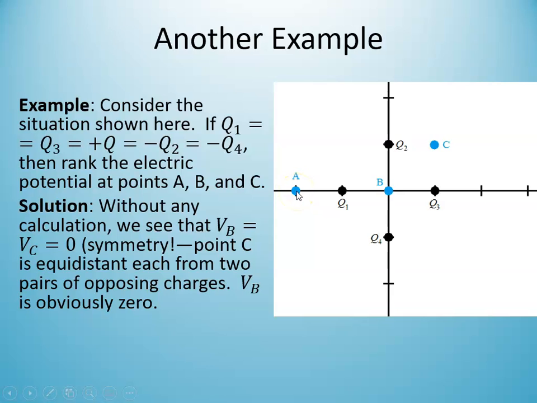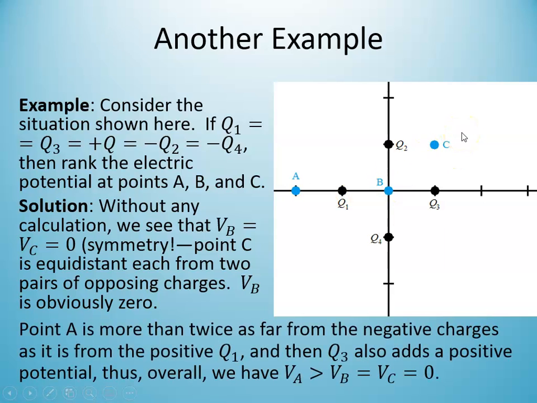So even though there are two of these charges, the fact that it's more than twice as far away from each of them, remember electric potential goes as 1 over distance to the first power, means that the electric potential contribution due to charge 1, that positive contribution, more than cancels out the negative contributions from charges 2 and 4. Plus we also get a small positive contribution from charge 3. So the electric potential at point A is positive, but the electric potentials at points B and C are both 0. So that's how we would rank those.